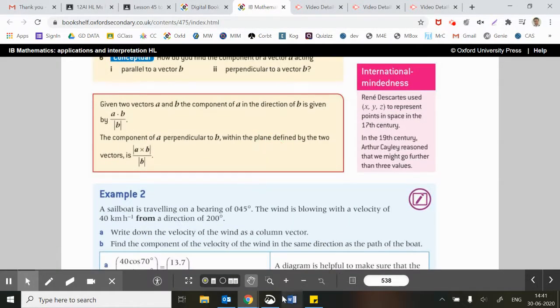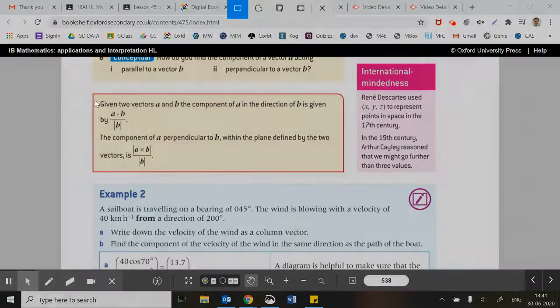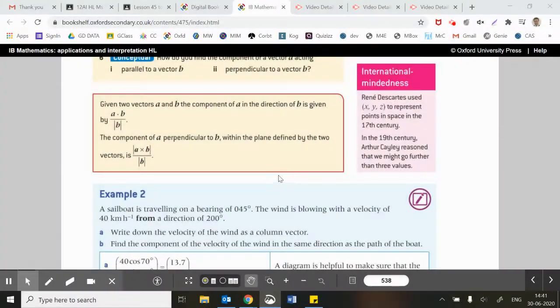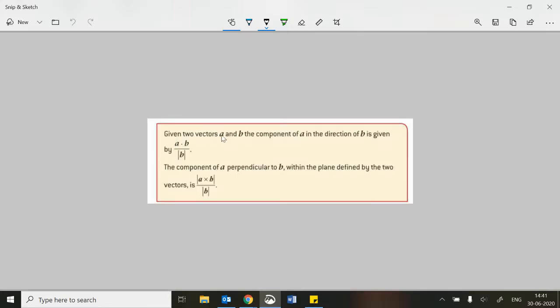Now, there's a bit more in this formula here, actually. If we just take this, because it says just what we've gone through. It says given two vectors A and B, the component of A in the direction of B is given by this thing here. So the dot product divided by the length of B. But then it says the component of A perpendicular to B within the plane defined by the two vectors is the magnitude of the cross product. Okay, so we're going to have to unpick that one a little bit because they don't tell us about that.